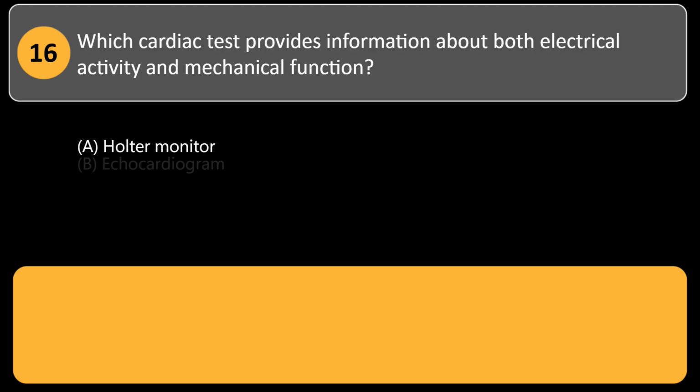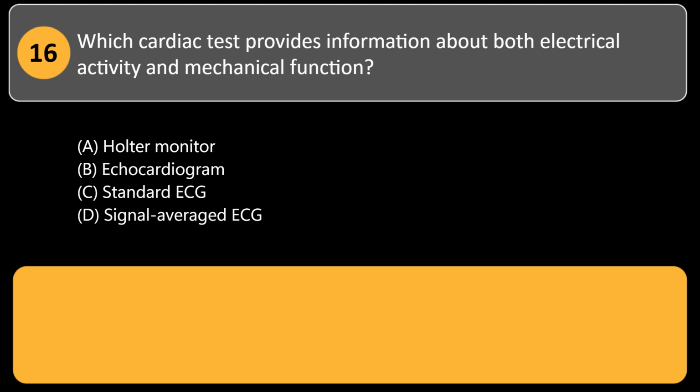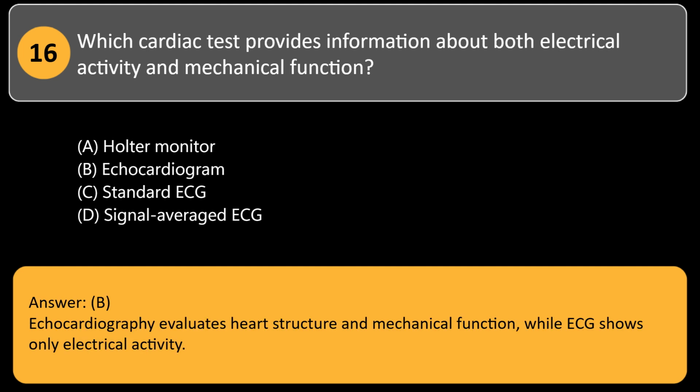Which cardiac test provides information about both electrical activity and mechanical function? A. Holter monitor. B. Echocardiogram. C. Standard ECG. D. Signal averaged ECG. Answer, B. Echocardiography evaluates heart structure and mechanical function, while ECG shows only electrical activity.